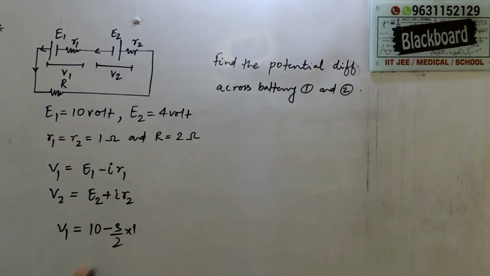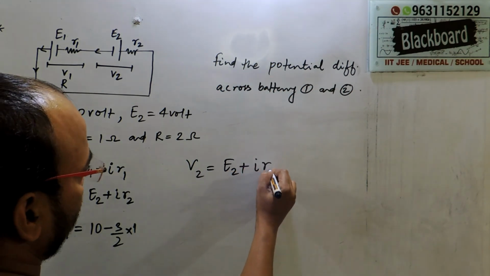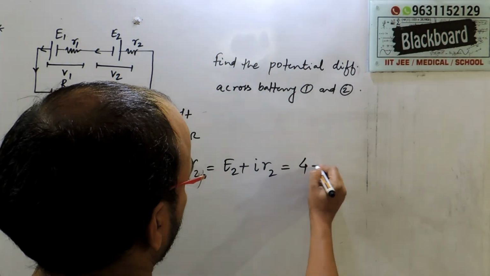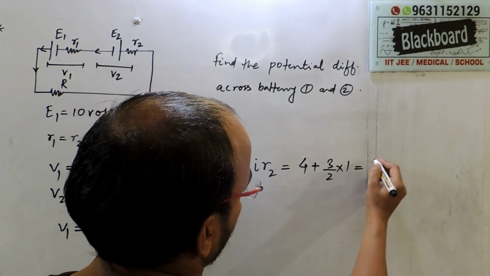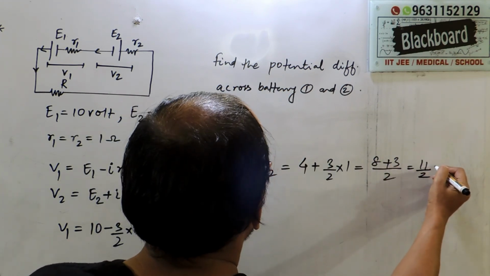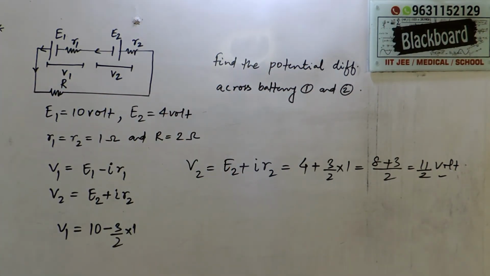Similarly for potential V2, V2 is equal to E2 plus I R2. E2 is 4 volt, 4 plus 3 by 2 with R2 as 1. That means this will be 8 plus 3 by 2, which is 11 by 2 volt. That means 5.5 volt.